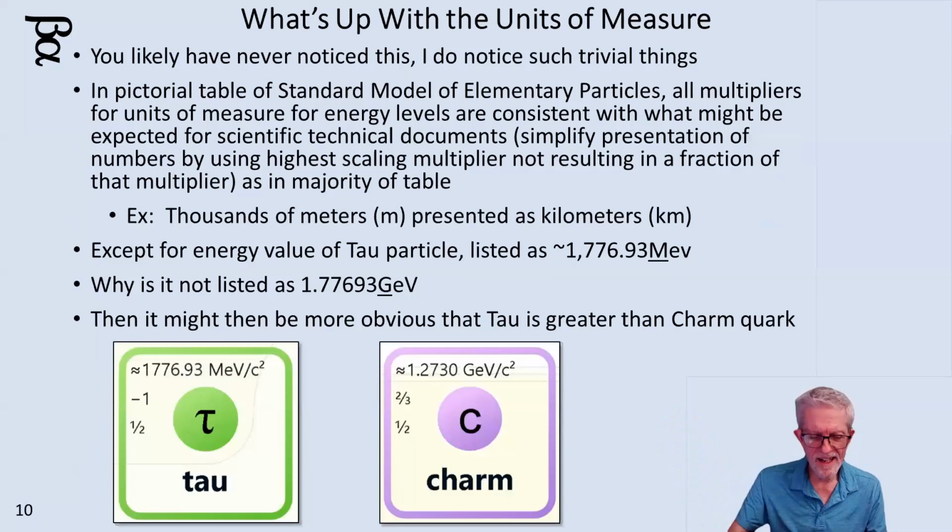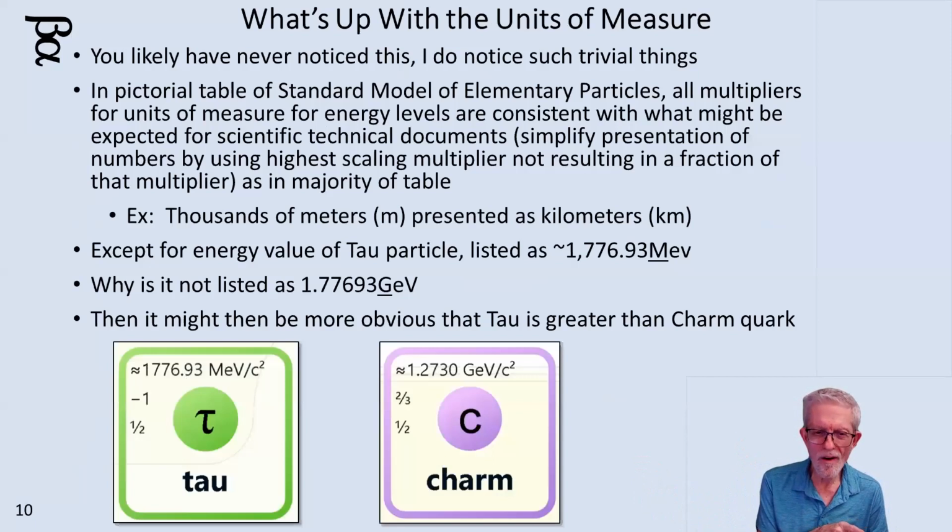But I found this interesting: in the table, there is the charm quark. And notice that it's listed as approximately 1.2730 giga electron volts per speed of light squared. That's always the trailer, per speed of light squared.